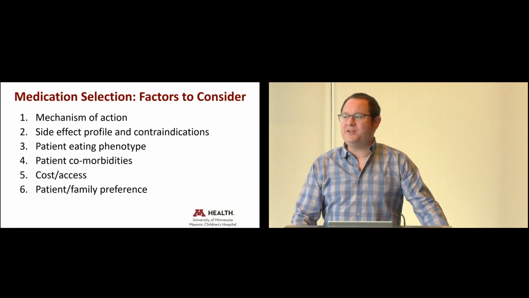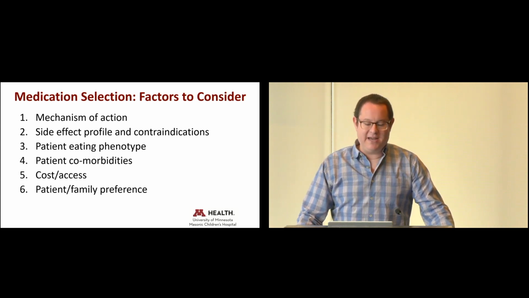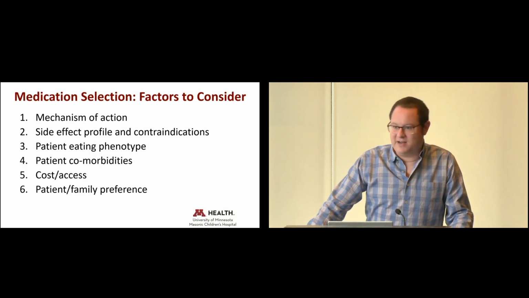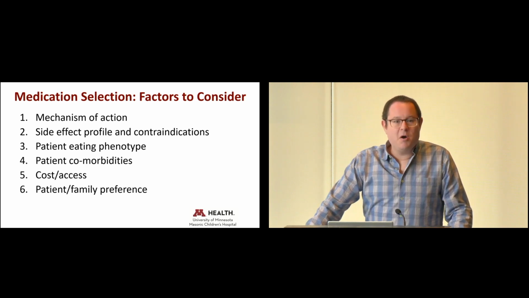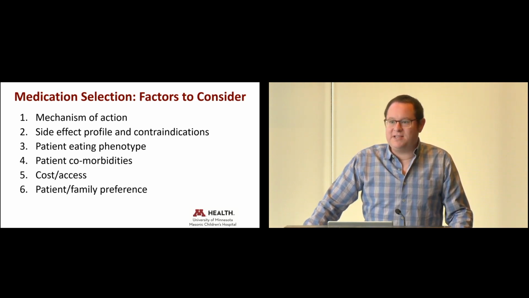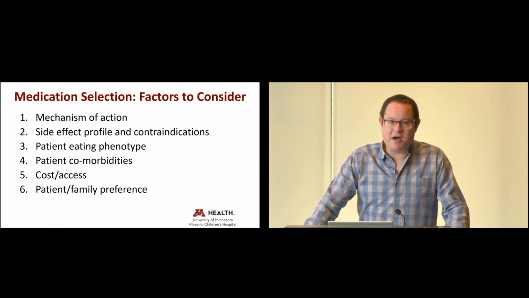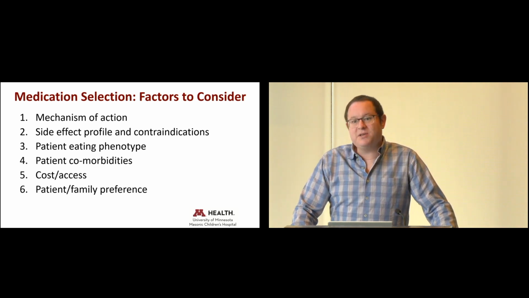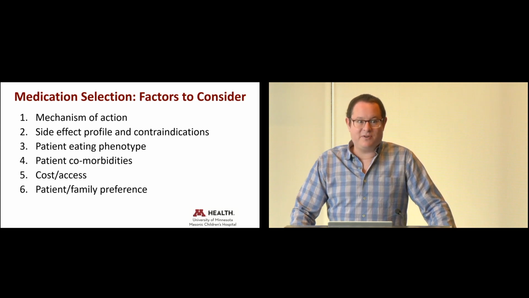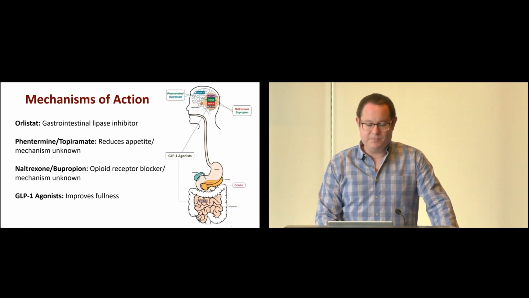How does a medication fit with what somebody's eating phenotypes may look like? And I'll talk about that in 1 second. Are there any other comorbidities that this medication may be able to help with? Cost and access issues are a huge issue within our field for sure. And then again, patient-family preference, right? This is shared decision making.